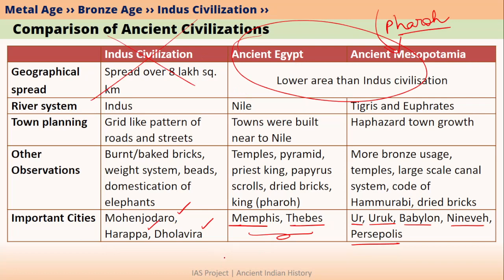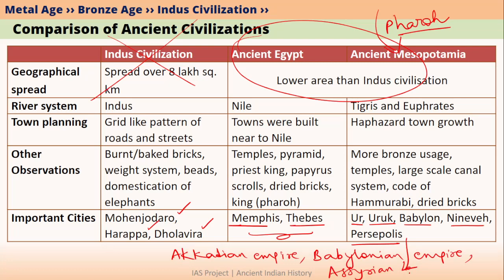One other piece of information is that the rule of kings in ancient Mesopotamia can be divided into different empires. For example, Akkadian Empire, Babylonian Empire, Assyrian Empire were different empires that were ruling the ancient Mesopotamian region during different time periods. However, in the case of Indus civilization, there were no such empires. Indus civilization was not ruled by kings, but it was probably ruled by a group of traders. That is why we call Indus civilization a group of commercial republics. Whereas ancient Egypt and ancient Mesopotamia were mainly monarchies.